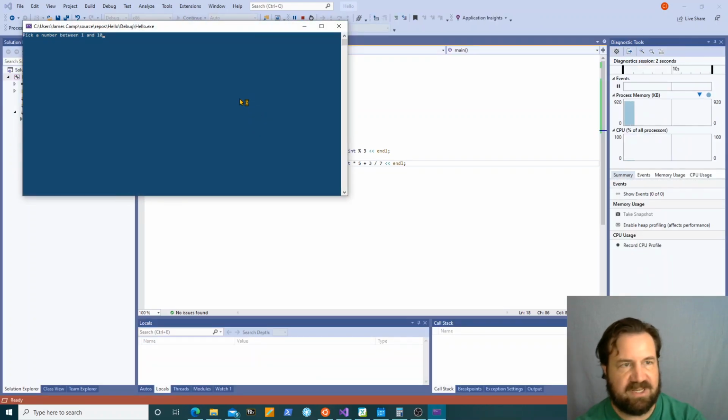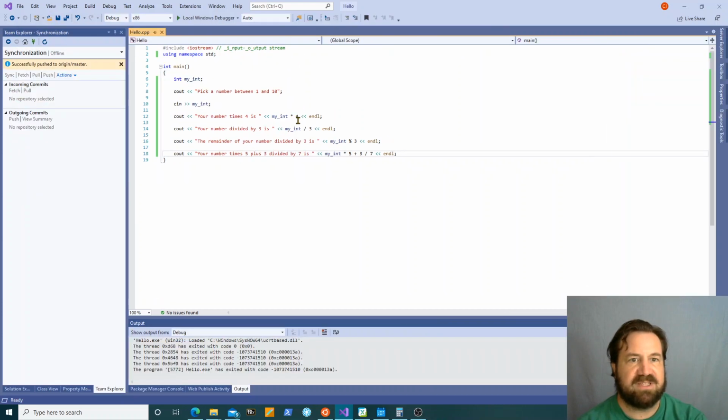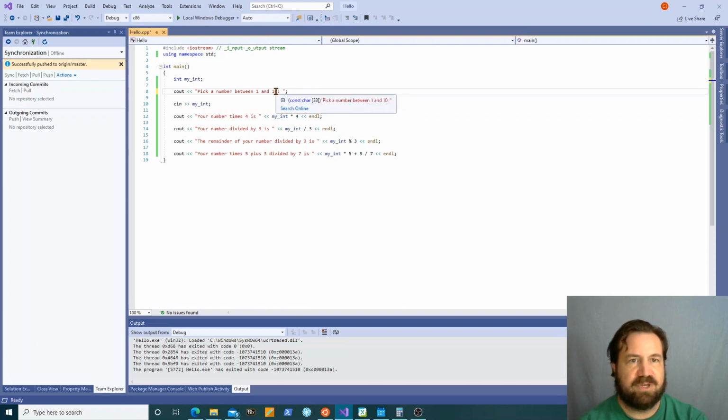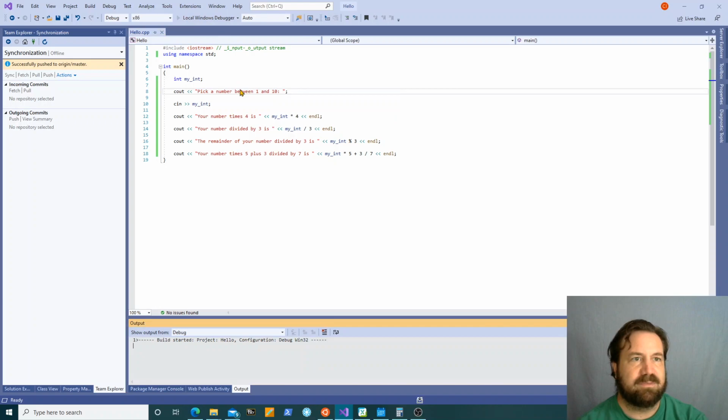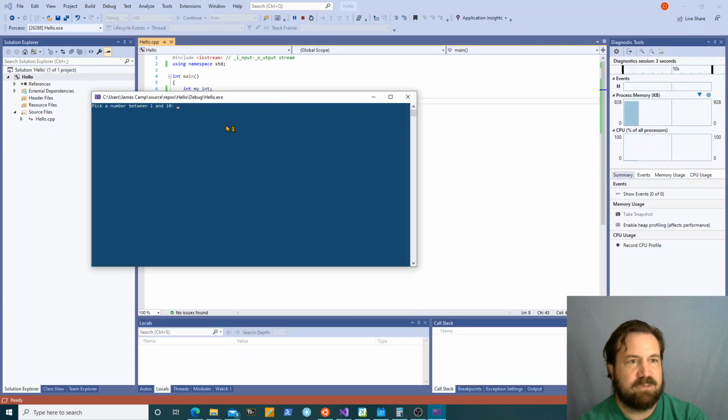Pick a number between 1 and 10. Now notice I didn't put a space here after my prompt, and this drives me crazy when people do this, so I'm going to fix this. Putting a colon or a question mark or something to indicate that you want input, and then a space there makes the program ever so much more user-friendly. So pick a number between 1 and 10. I'm going to pick 8.